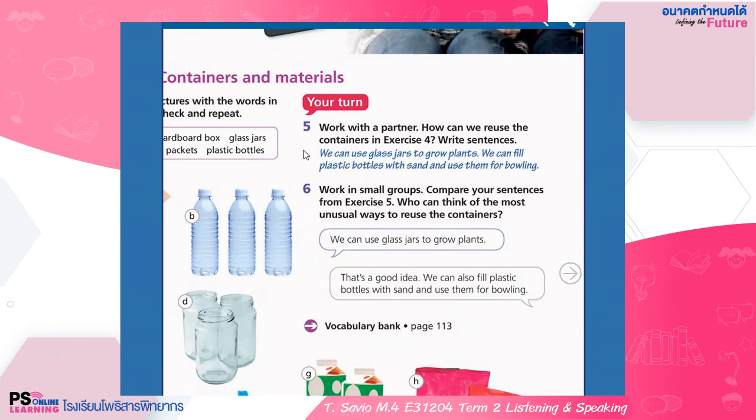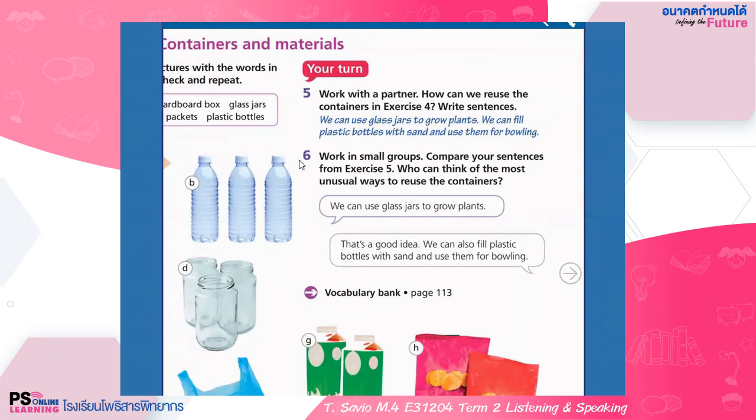Exercise 5. Work with a partner. How can we reuse containers in exercise 4? Write sentences. Example, we can use glass jars to grow plants. We can fill plastic bottles with sand and use them for bowling. Okay, these are very creative ideas. So you can think about the vocabulary for exercise 4 and think of how you can recycle these items.